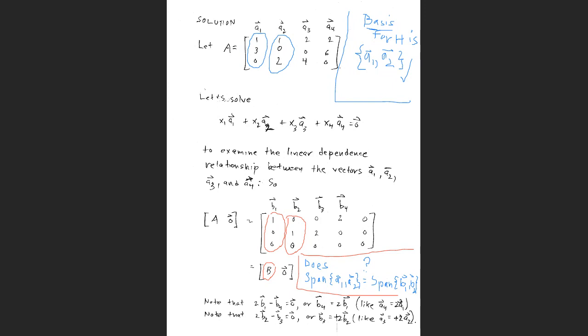So we know the span of A1 and A2 is a plane in R3 passing through the origin. Okay. How would you describe the span of vectors B1 and B2? I mean, that's a plane passing through the origin also.